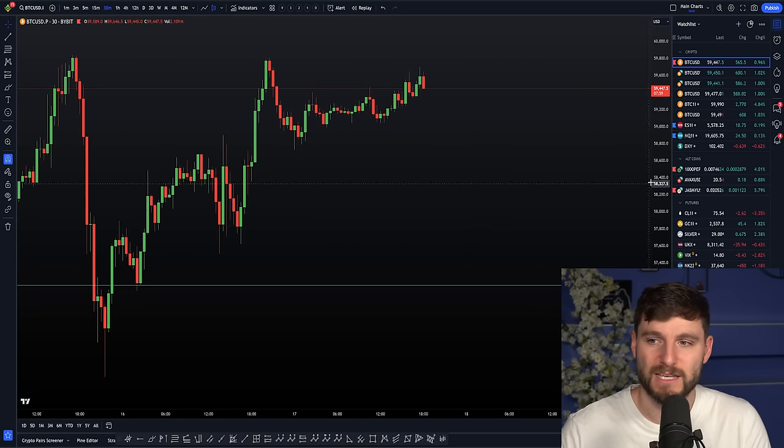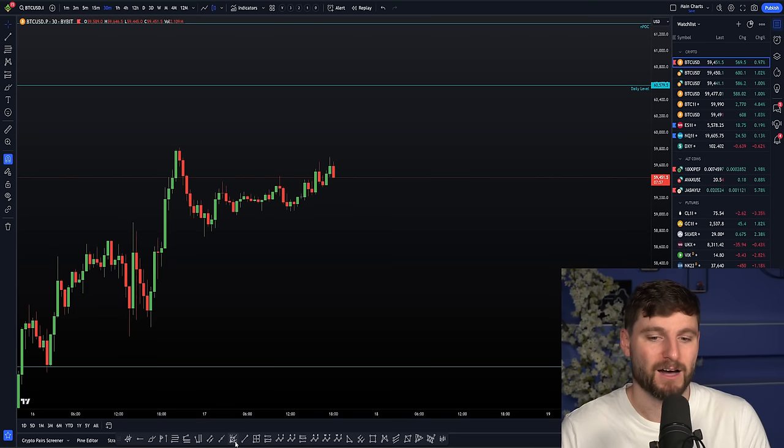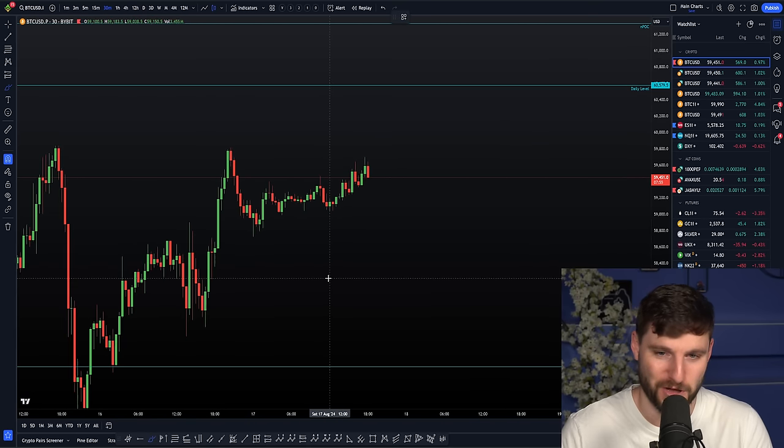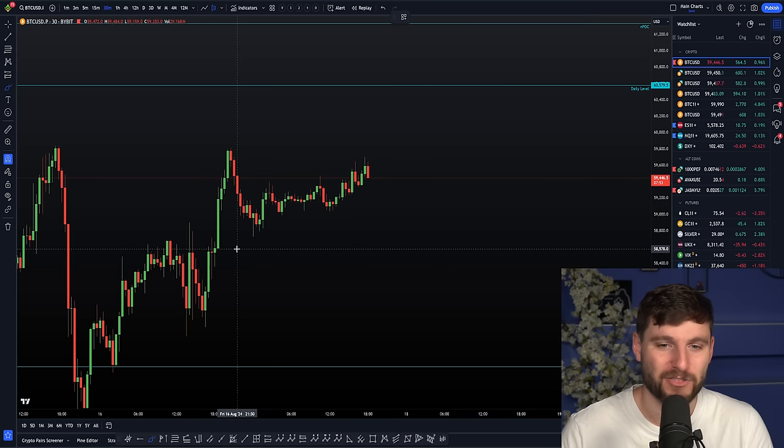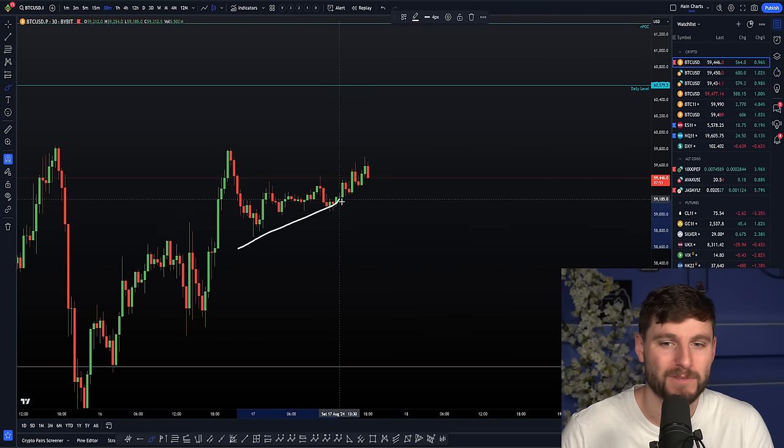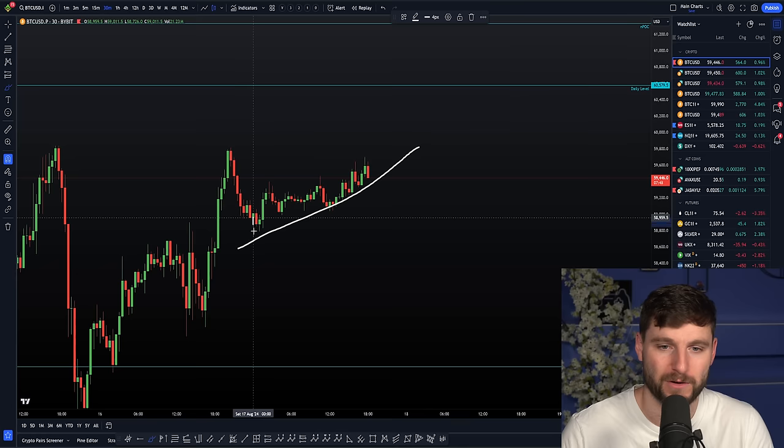Okay, what we can see more locally here is the, I don't want to say this is a triangle because it's nothing really perfect, but we are simply building higher lows. Okay, so we're building higher low, higher low, higher low, higher low.